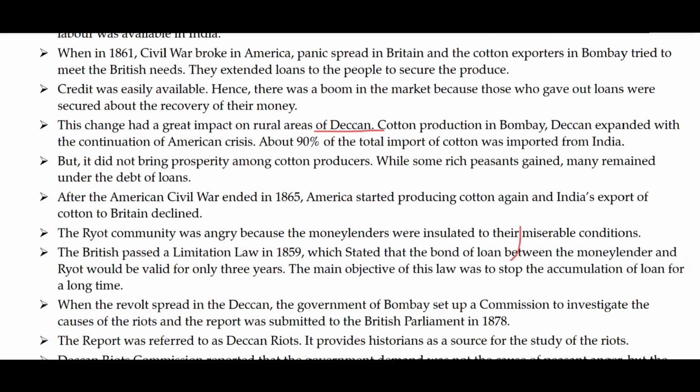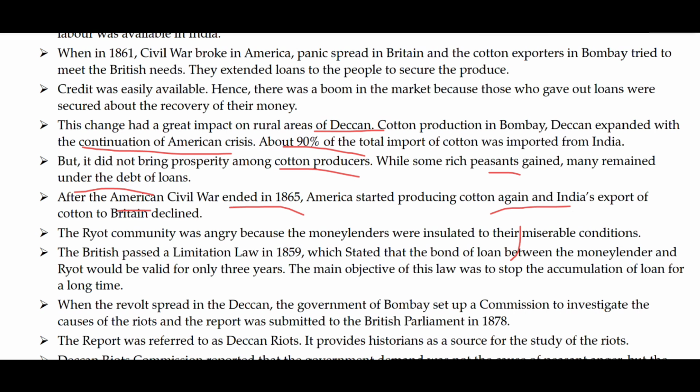Cotton production in Bombay Deccan expanded with the continuation of the American crisis. About 90% of the total import of cotton was imported from India, but it did not bring prosperity among cotton producers. While some rich peasants gained, many remained under the debts of loans. After the American Civil War ended in 1865, America started producing cotton again, and India's export of cotton to Britain declined. The Ryots were angry because the moneylenders were insensitive to their miserable conditions.